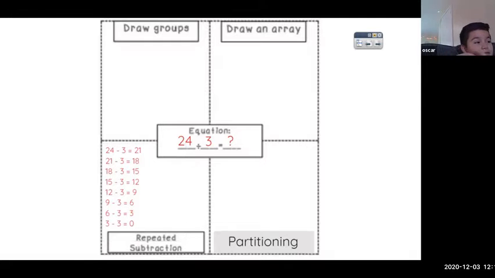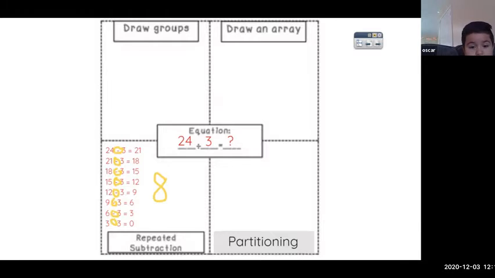When we look at these repeated subtraction equations, we will count how many times we were able to subtract. 1, 2, 3, 4, 5, 6, 7, 8. I was able to create 8 groups of 3. So according to repeated subtraction, my quotient to 24 divided by 3 would be 8.